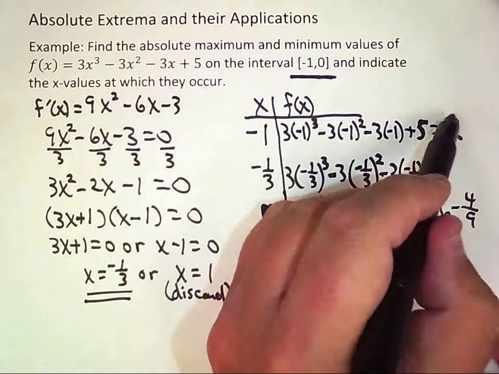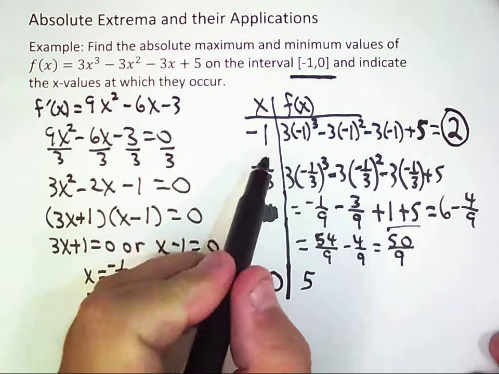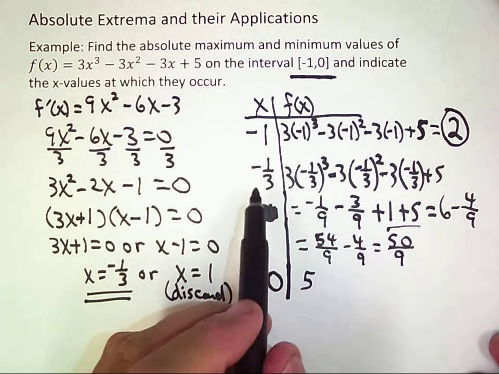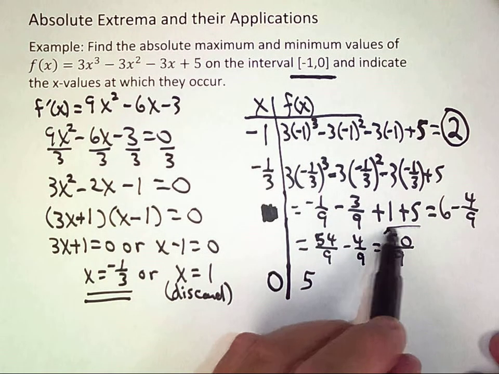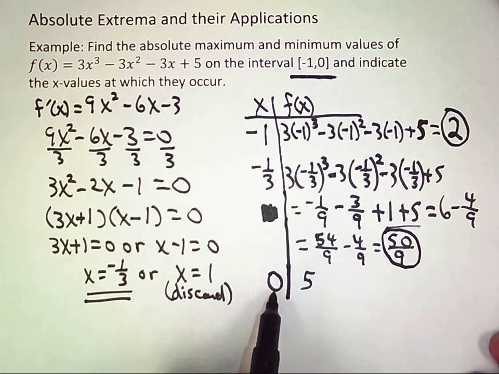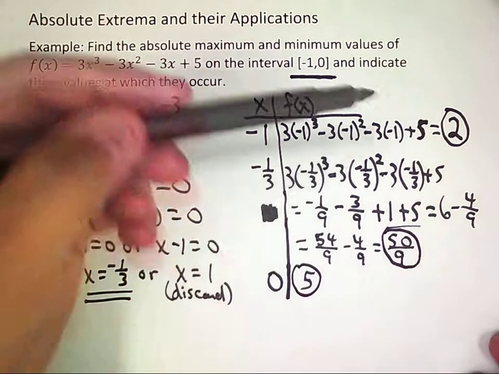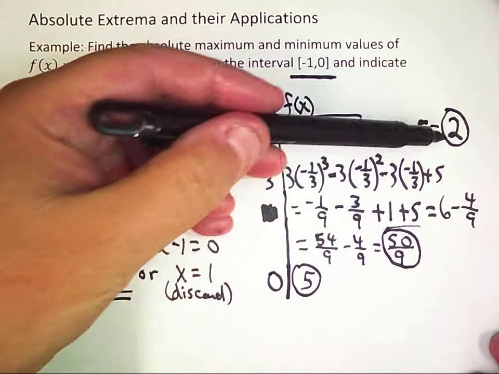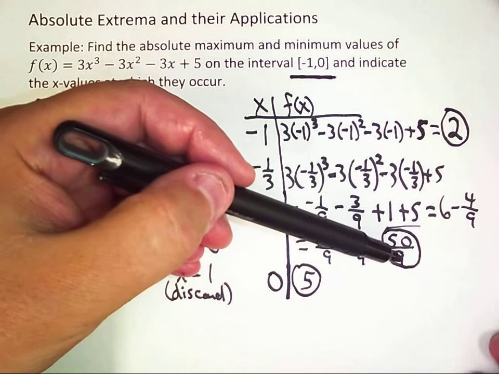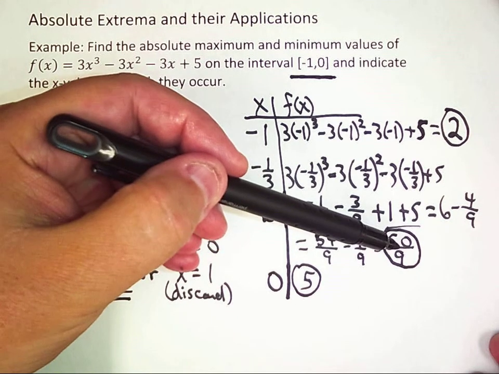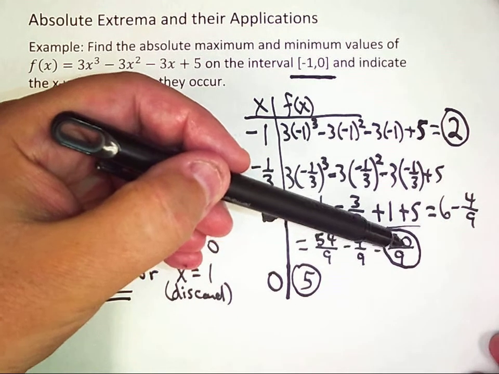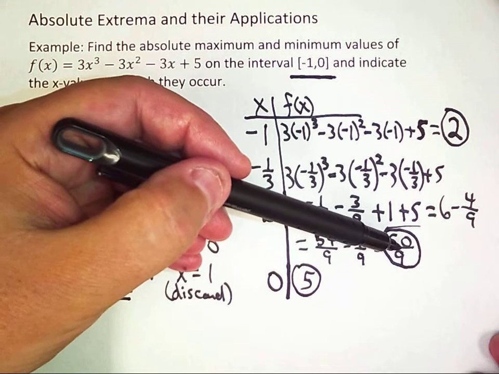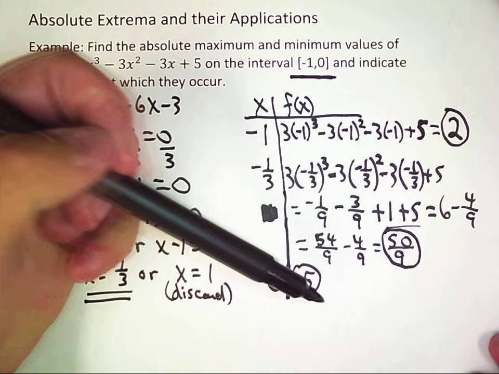So if you're looking at the y values, when x is -1, the y value is 2. When x is -1/3, the y value is 59 ninths. And when x is 0, the y value is 5. Well, which is bigger, 2, 59 ninths, or 5? Well, obviously 2 is not bigger than 5, but 9 goes into 59 over 5 times, because 9 times 5 is 45. So 59 ninths is bigger than 5.